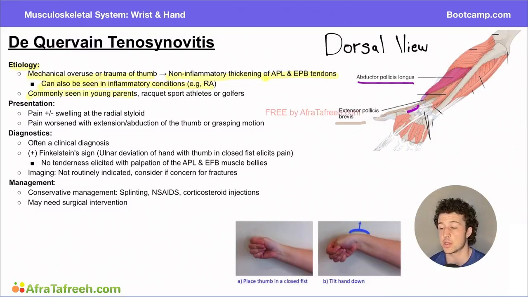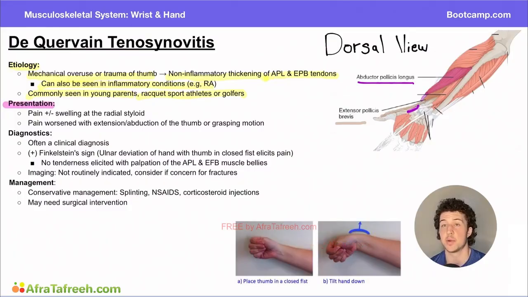Sometimes this condition is called mommy's wrist for that reason. Additionally, this may be something that we see in racket sport athletes or golfers as they're gripping that object. Overuse leads to pain. And again, I want to emphasize that although it is classically seen with overuse of that thumb, it is not necessary for de Quervain. So there can be inflammatory conditions. It can be idiopathic. All right, let's move on and talk about presentation.